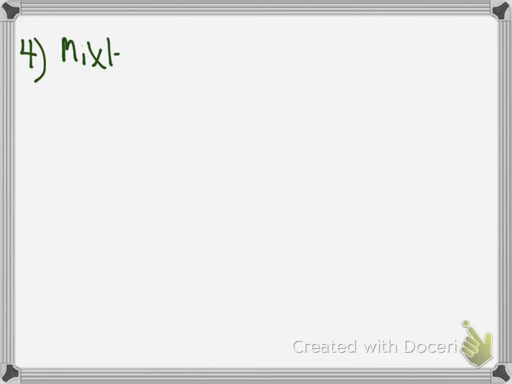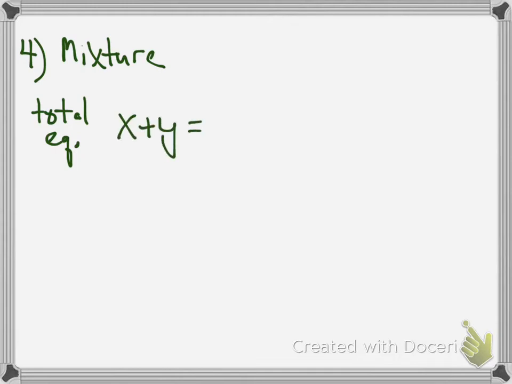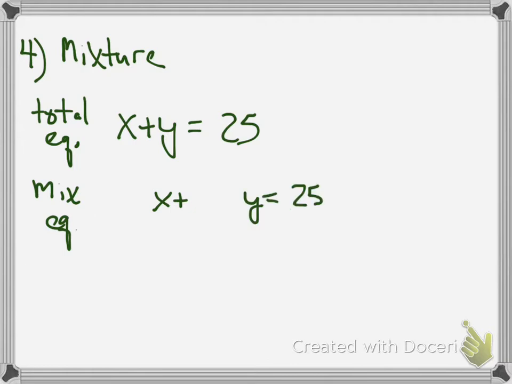Number 4 is a mixture problem. With mixture problems, you always have a total equation and a mixed equation. The total equation is always x plus y equals the sum total, so it's always going to be just x plus y. In this case it would equal 25 because it says we make 25 pounds of this stuff. Then your mixed equation is something times the x plus something times the y equals something times the total.